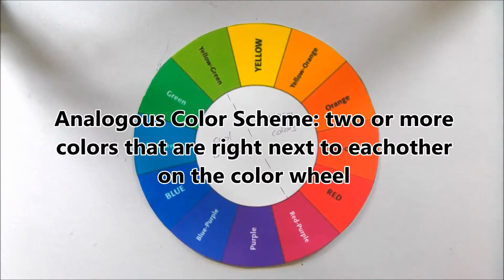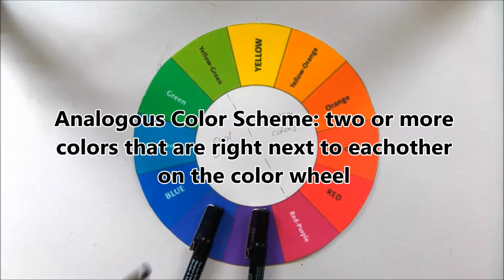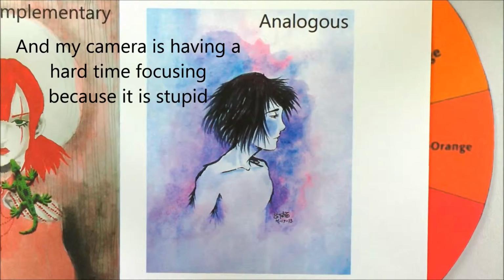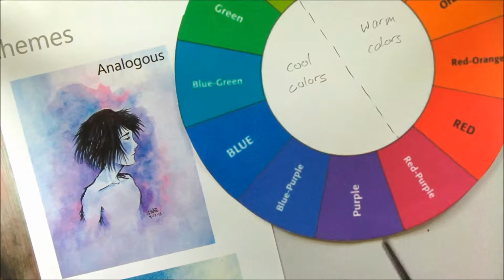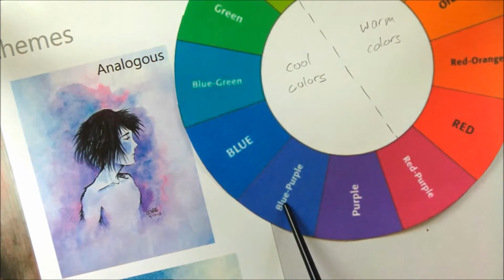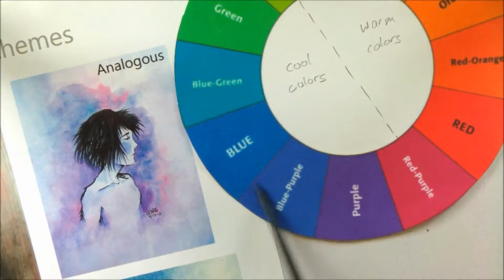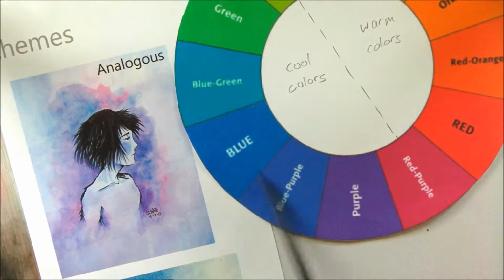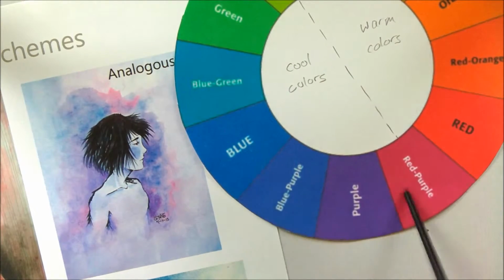An analogous color scheme is when two or more colors sit right next to each other on the color wheel. Here is an example of an analogous color scheme. You can tell I'm having a hard time pronouncing it because it is hard to pronounce. You can see that I used the color purple, purple, and blue, which are all next to each other on the color scheme. Either that or I used this, this, and this. Somewhere around there. I used some color schemes around here.